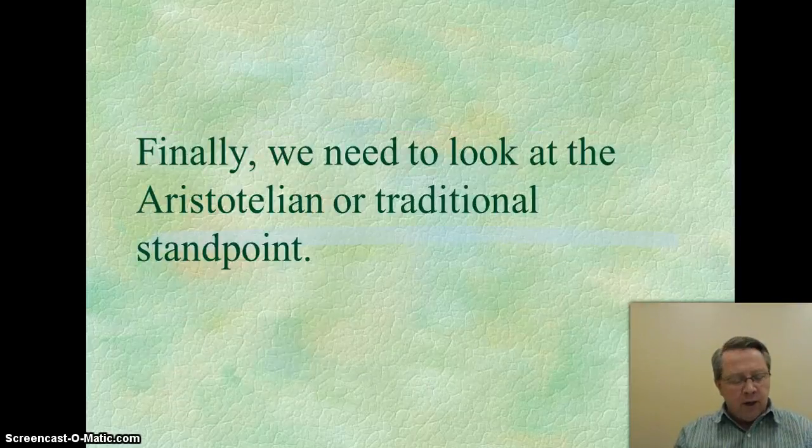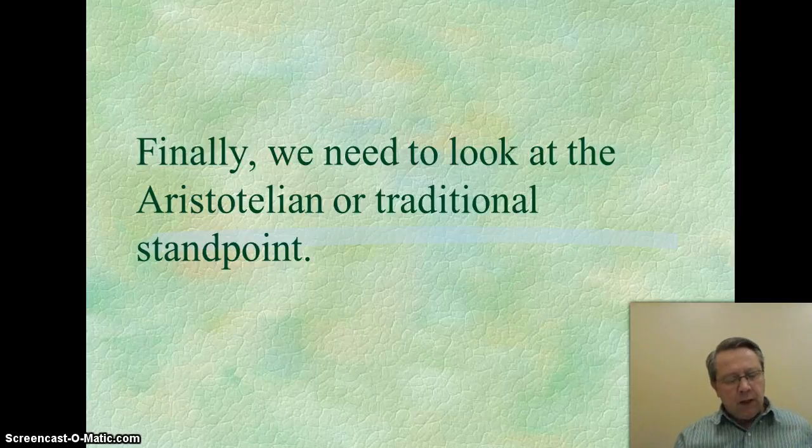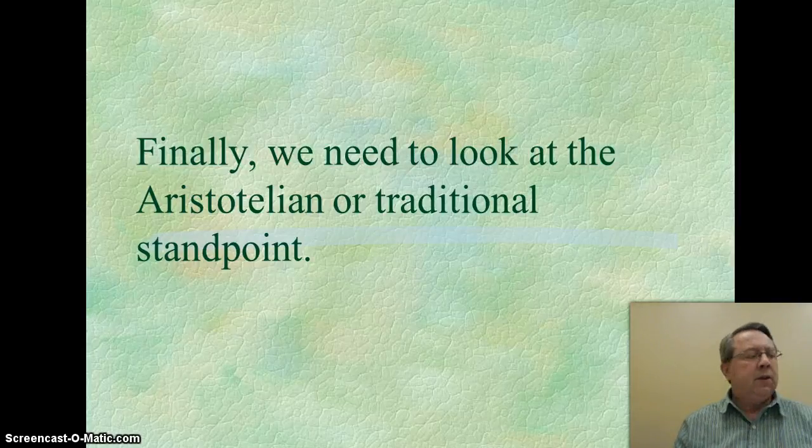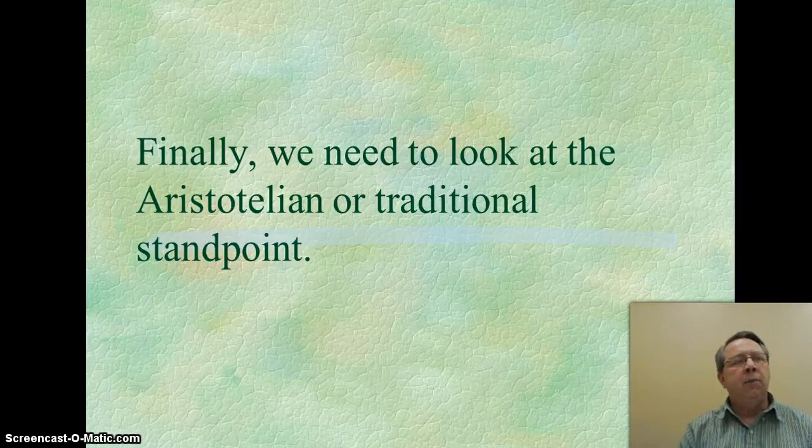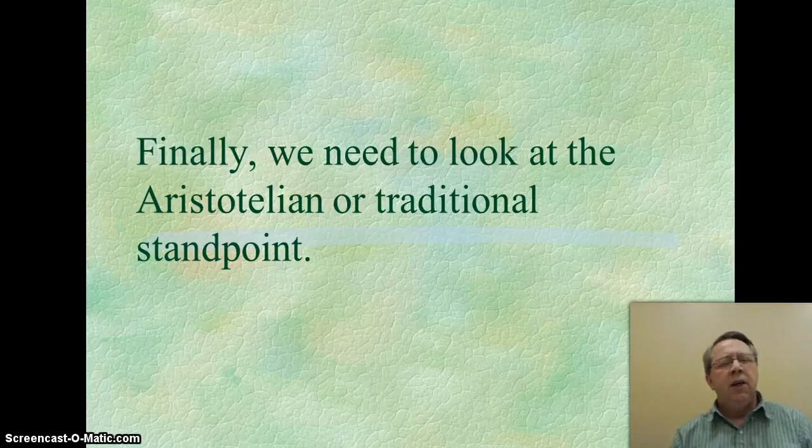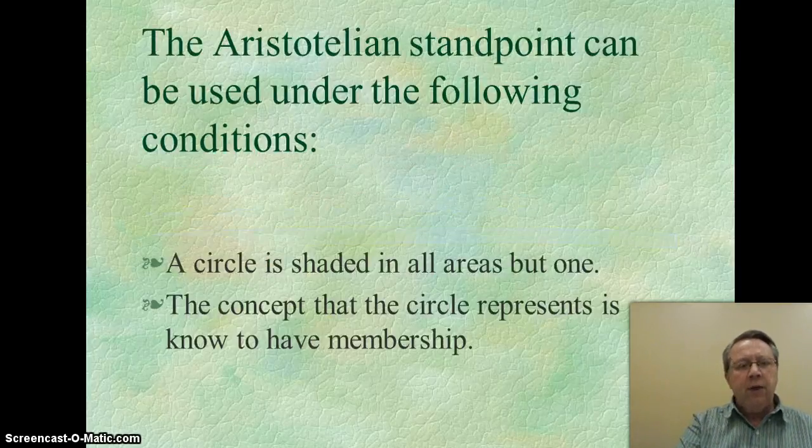Then we need to look at the Aristotelian or traditional standpoint. The Aristotelian says that something has to exist. The difference between what we're going to see in the next section, Boolean and Aristotelian, is that Boolean doesn't deal with existence. Aristotelian deals with existence. And so we have to keep those in mind.